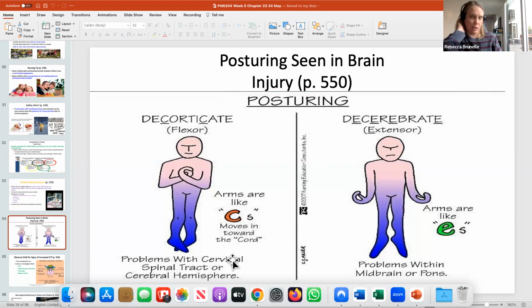Cervical is right between your head and your shoulders. So if you have any damage to that area, you're more likely to posture with your arms folded in like a C. And then decerebrate is an E going out, and this is more likely going to be higher up in your midbrain, your brain stem. So it's never good when a patient that's had a neurological injury is posturing, but you can see where in the head or spinal cord area the injury is based on the position of their arms during the posturing.